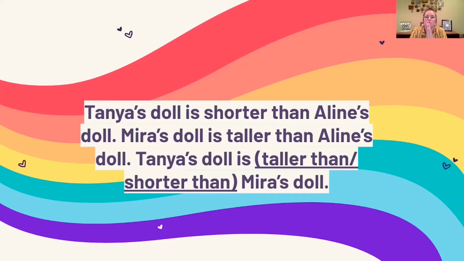All right, let's read it one more time. Tanya's doll is shorter than Aline's doll. Mira's doll is taller than Aline's doll. Tanya's doll is taller than or shorter than Mira's doll. All right, I'm going to set a timer for 3 minutes. Are you ready? Here's your countdown. And 3, 2, 1, go. Good luck.